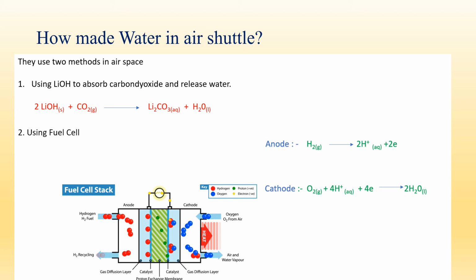The second method uses electrochemistry knowledge. It is really interesting. You can see the fuel cell stack diagram, which has an anode and a cathode. The anode has hydrogen fuel, and the cathode has O2 from air. At the anode, H2 is oxidized to 2H plus ions and releases electrons. Then the released electrons are gained by O2 gas, which is reduced to H2O. As a result, we get water from the cathode.